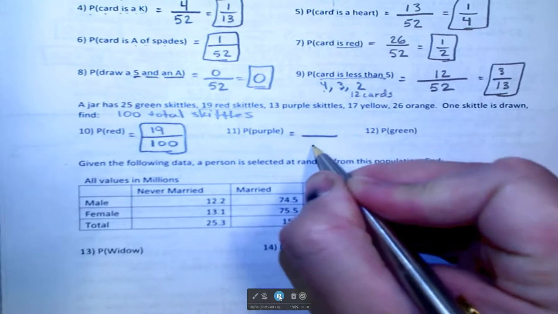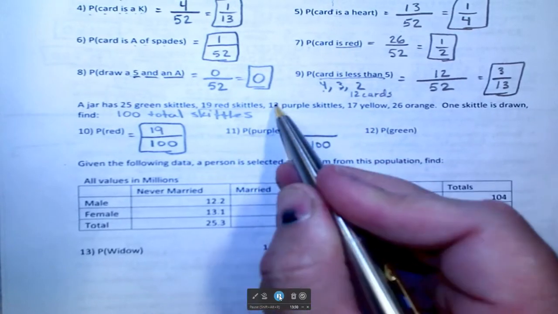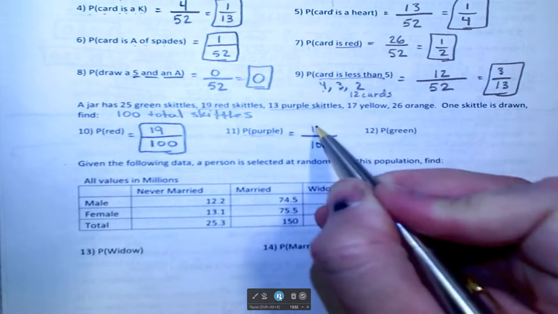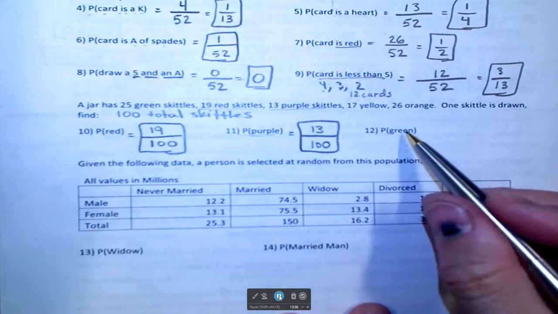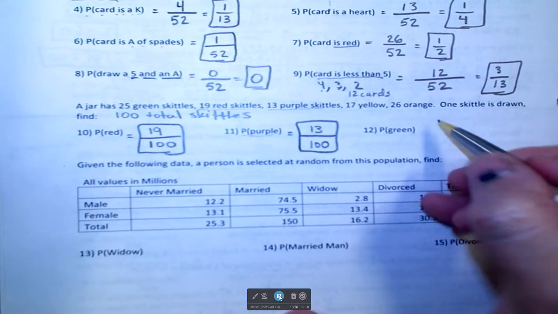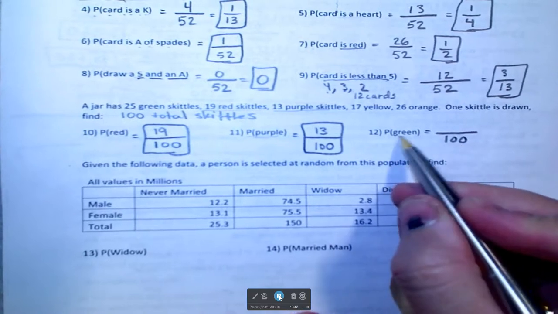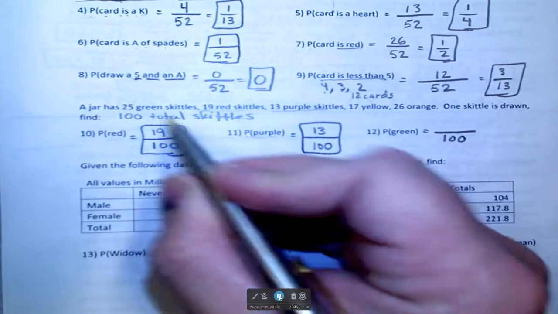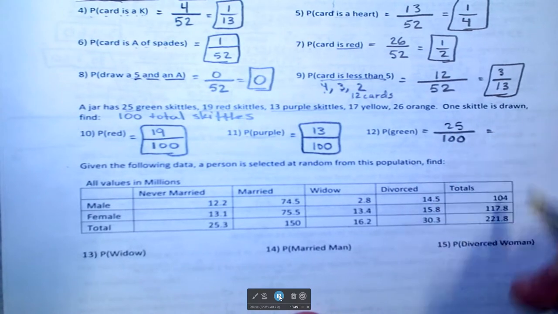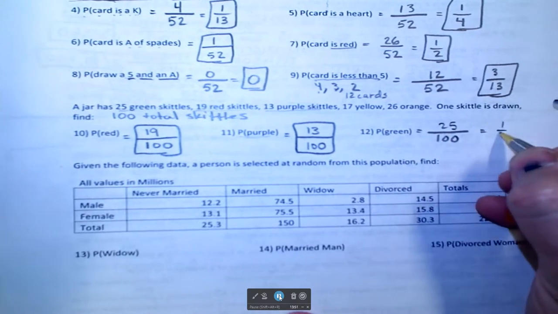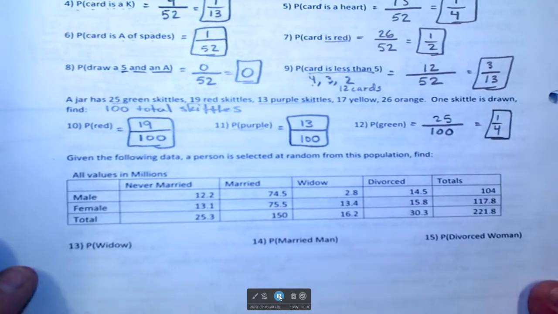Purple. Total number of outcomes is 100. Total number of ways to draw a purple Skittle would be 13. That doesn't reduce, so that's our answer. And then green, right? So green, what do we know? There are 100 possible outcomes. How many of those outcomes are green? 25 of them, so 25. This one does reduce. It reduces to 1 over 4, okay? And of course, any of these can be made into decimals.